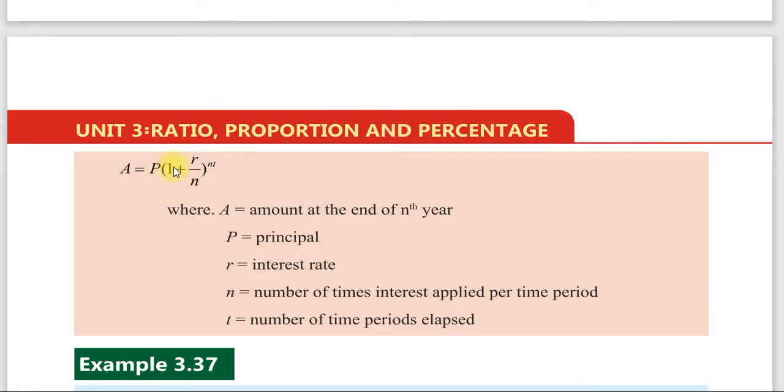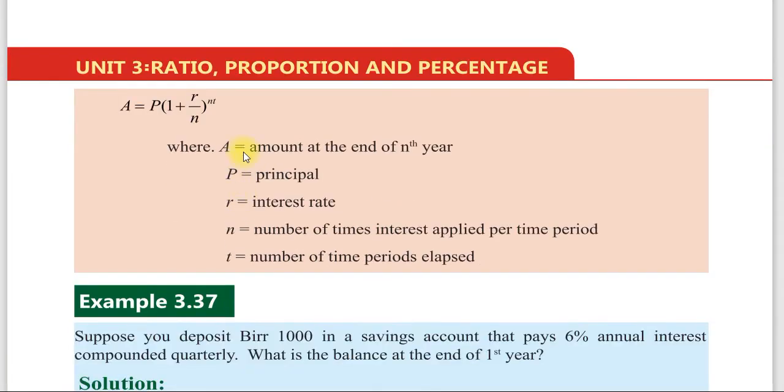The amount at the end of the nth period is calculated as: amount A equals P times (1 plus r over n) to the power of nt. For simple interest, the amount was the principal plus I, but here it is P times (1 plus r over n) to the power of nt. A is the amount at the end of the nth year, P is the principal, r is the interest rate, n is the number of times interest is applied per time period, and t is the number of time periods elapsed.